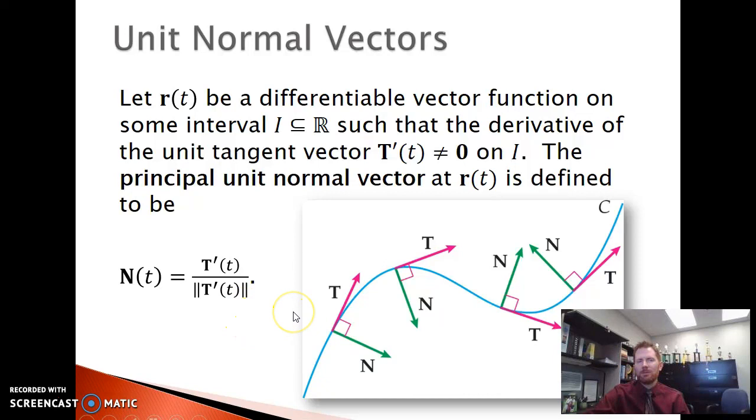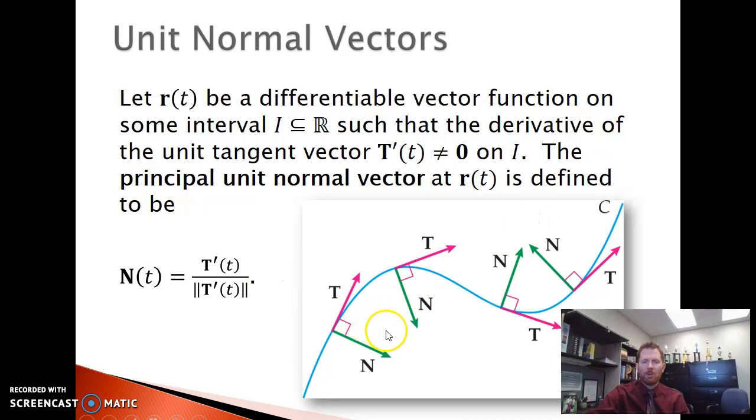So in order to find the unit normal vector, you first find the unit tangent vector. We then use that result in the same process to produce the unit normal vector, because we find the derivative of T of t and we divide it by the magnitude of the derivative of T of t. Dividing by the magnitude, once again, ensures that it's actually a unit vector.